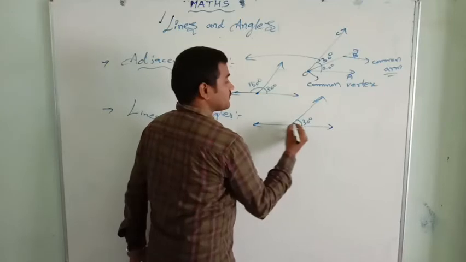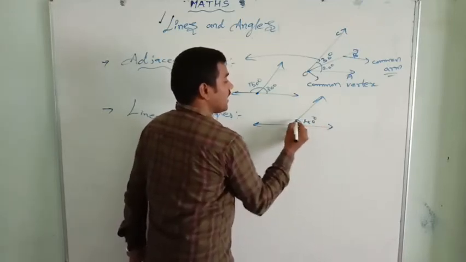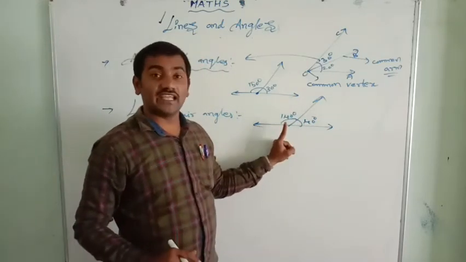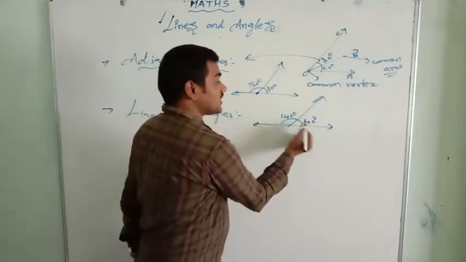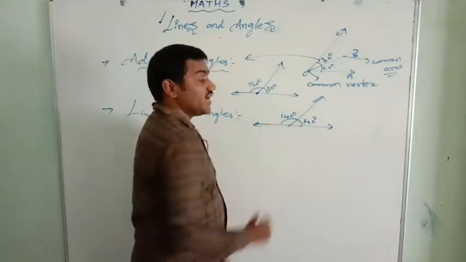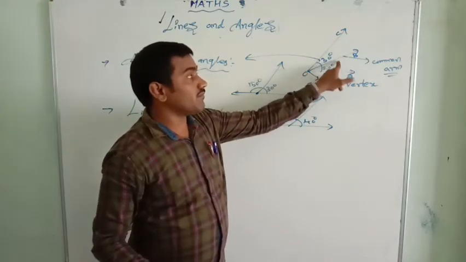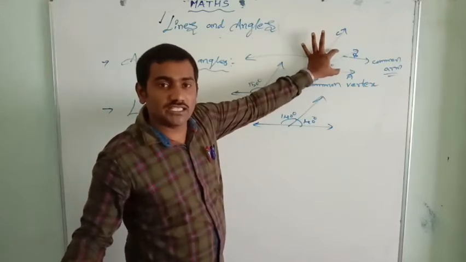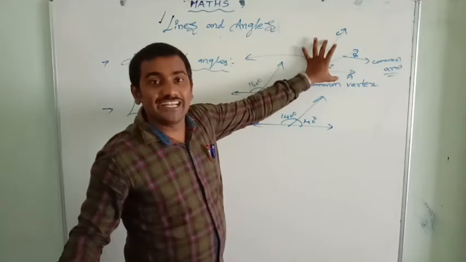Let me take here 40 degrees and here 140 degrees. The sum of these two adjacent angles is giving 180 degrees. So these two angles are known as linear pair angles. See, the sum of these two adjacent angles, these two are the adjacent angles. Add these two adjacent angles, are they giving 180 degrees? No. So these are not linear pair angles.